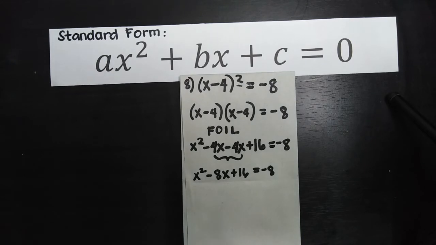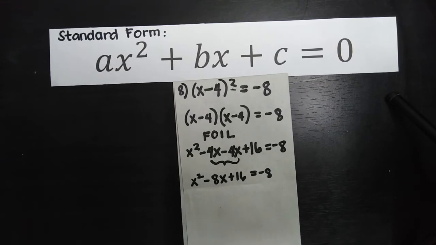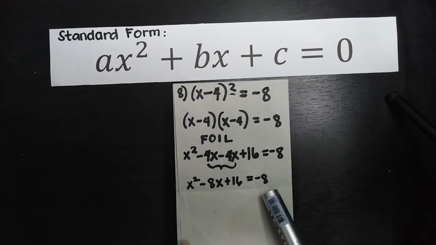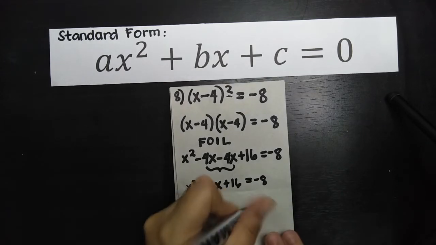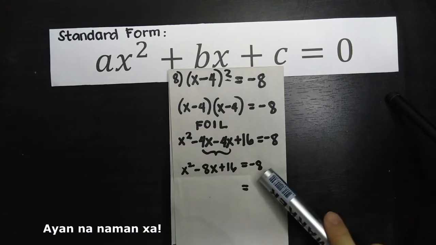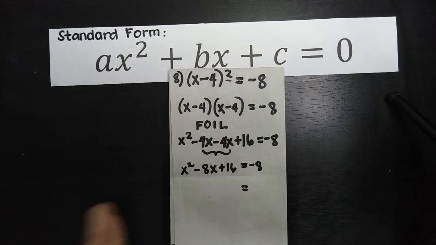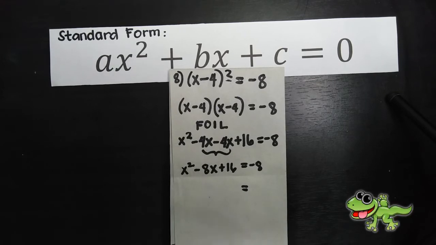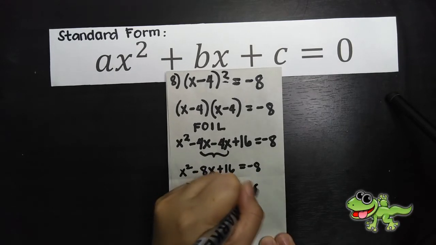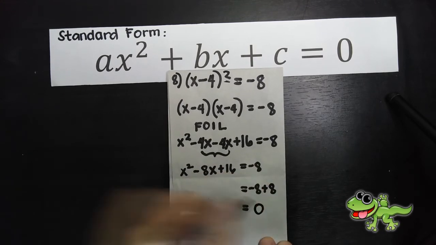So, we can see clearly now that this is a quadratic equation, but it is not yet in standard form. So, let's equate this to 0. So, paano gawin? Okay. Remember, kailangan natin gawing 0 ang negative 8. So, since negative siya, we will add its opposite, which is the positive 8. So, negative 8 plus 8, and that becomes 0.